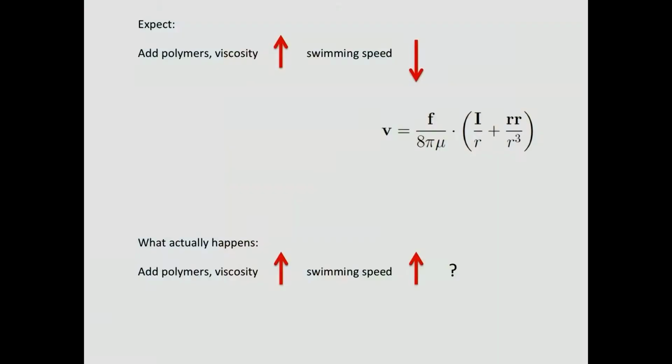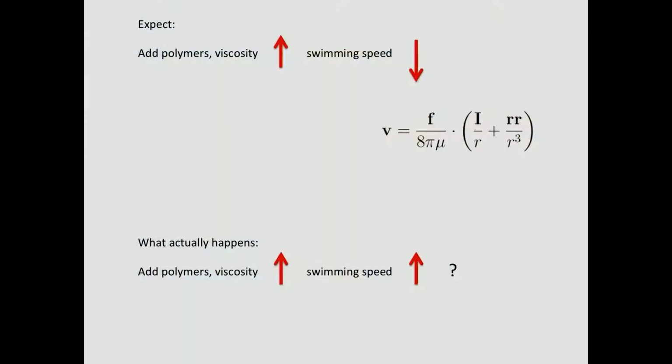So a very first theoretical physics sort of step. Okay, really quite a long way away from the real problems, but maybe understanding the basics we'll be able to understand the more complicated systems. What you'd expect is if you add polymers to a suspension, the viscosity goes up, that's that mu thing on the bottom of that equation, and so the swimming speed goes down. It's harder for these things to swim through polymers. What probably actually happens, I'll show you the experiments and you can make up your own mind, is that when you add polymers, the viscosity goes up and the swimming speed goes up.